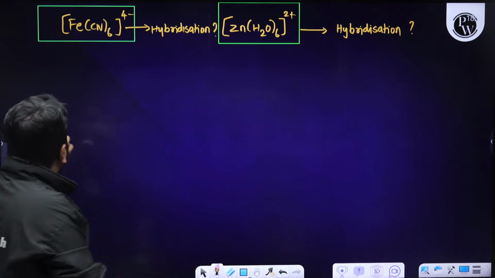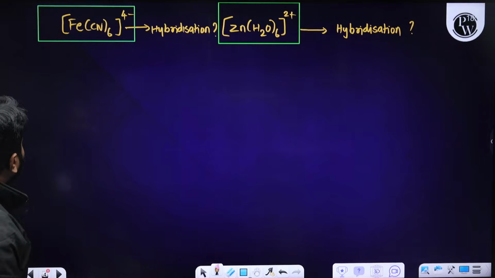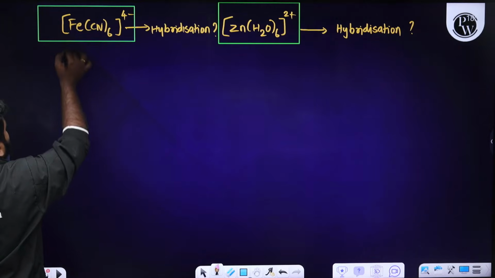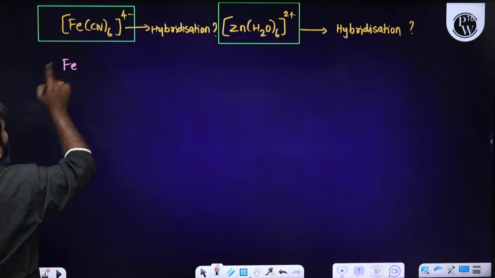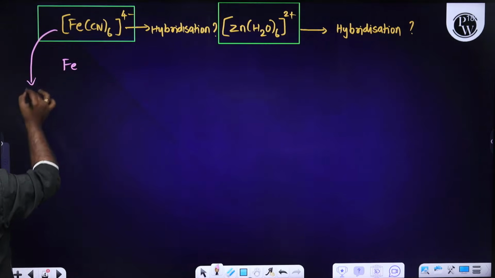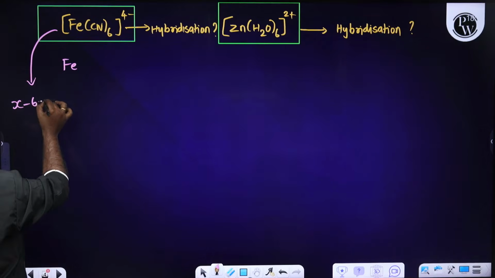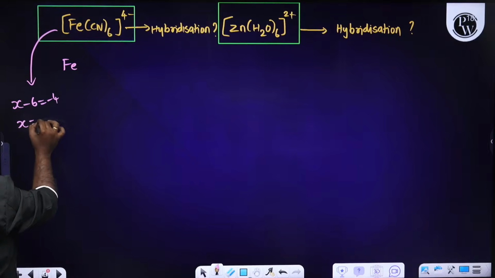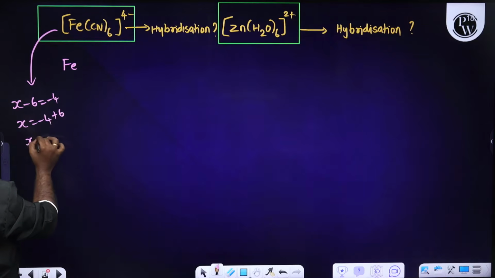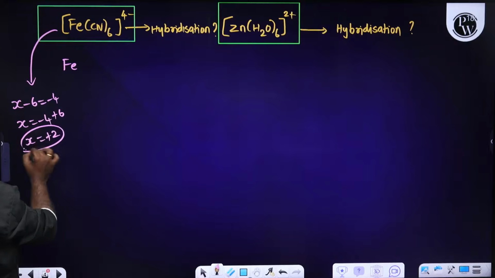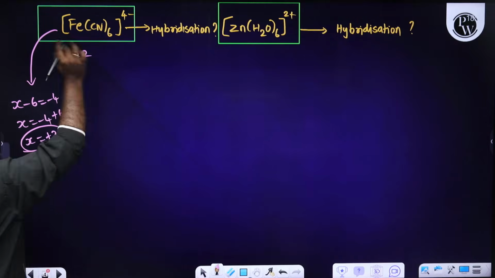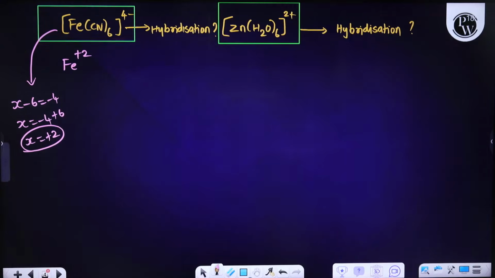Listen carefully. [Fe(CN)6]4-. What is the central metal atom? Fe, fine. What is the oxidation state? We know how to calculate the oxidation state. Let it be x. CN is an anionic ligand. 6 CN is there, so x minus 6 is equal to minus 4. x will be equal to minus 4 plus 6. So x will be plus 2. That is, the central metal atom Fe is present in +2 oxidation state.